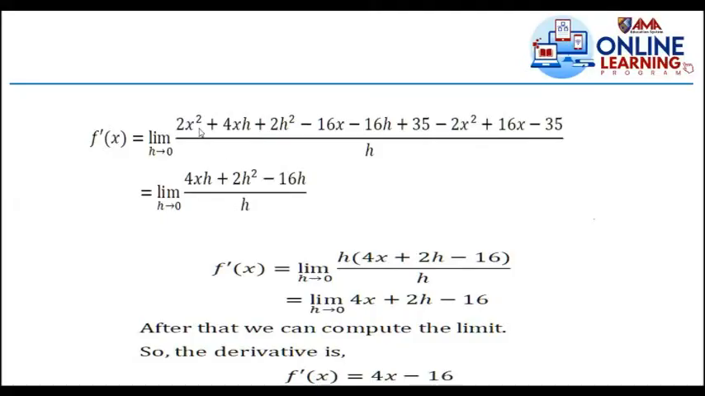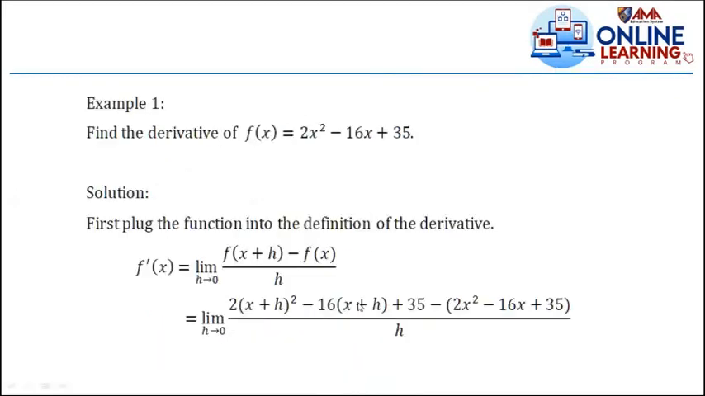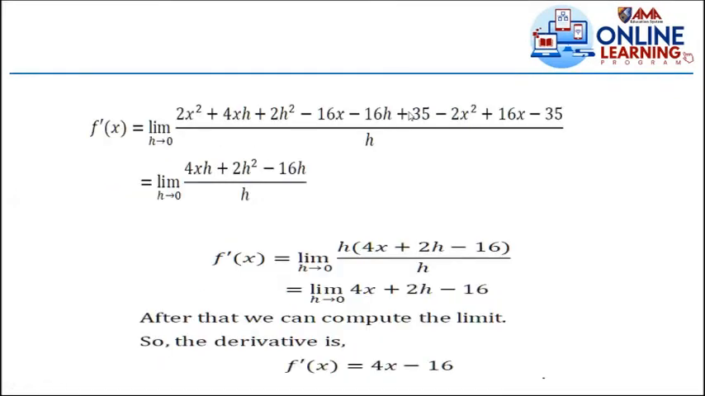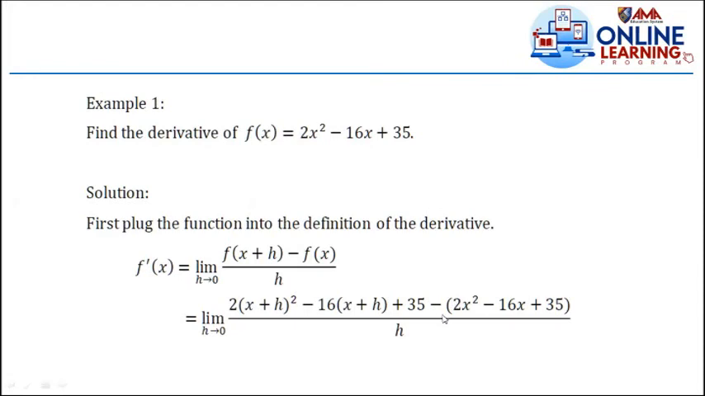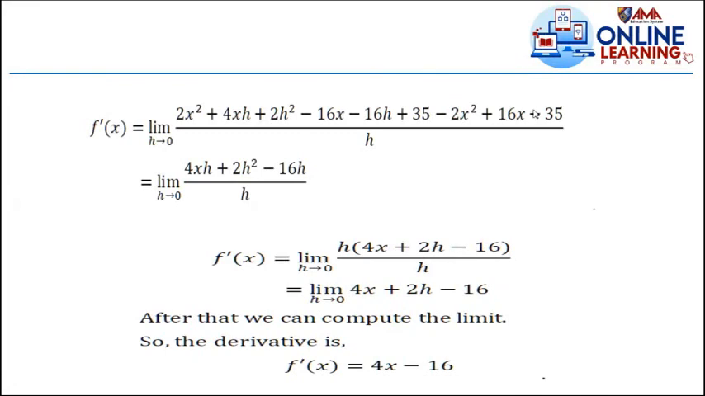Okay, so we have 2x squared plus 4xh plus 2h squared minus 16x minus 16h. Ito na po siya, no? Then plus 35, ito yung plus 35. The next thing we're going to do, i-distribute natin ito. So minus 2x squared, minus minus, we have plus 16x, then minus 35. Ito na po siya. Then after that, we're going to collect like terms.